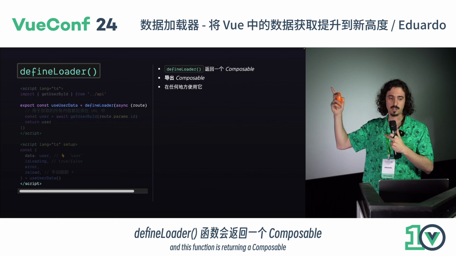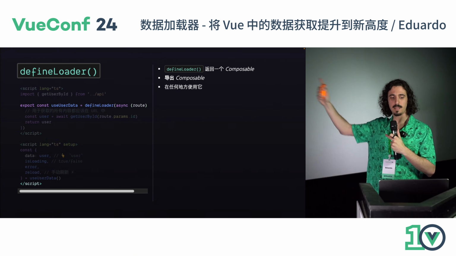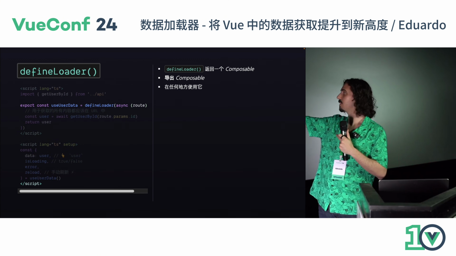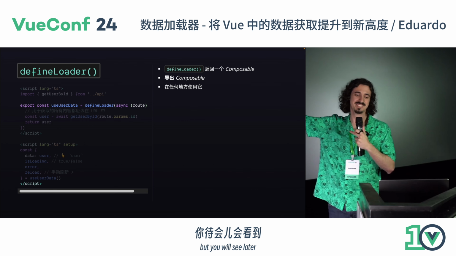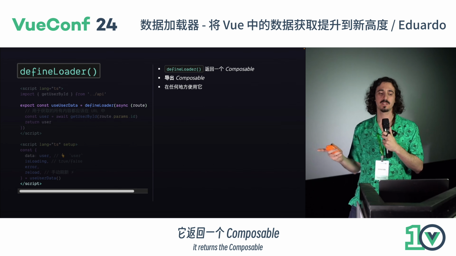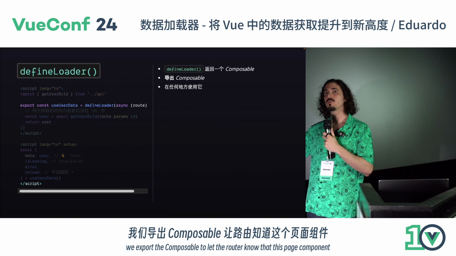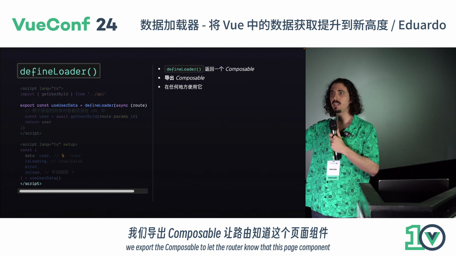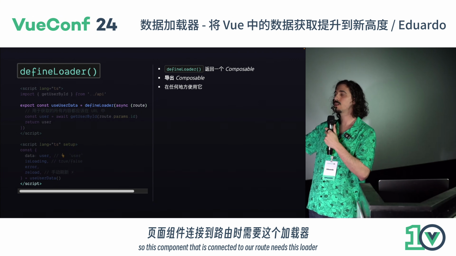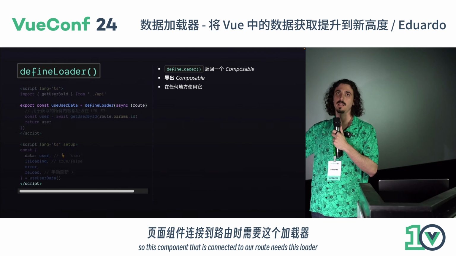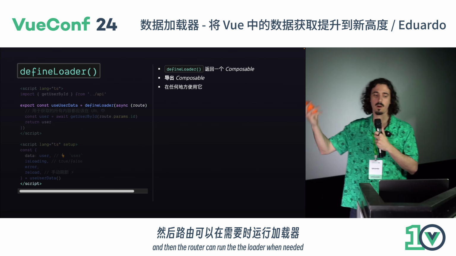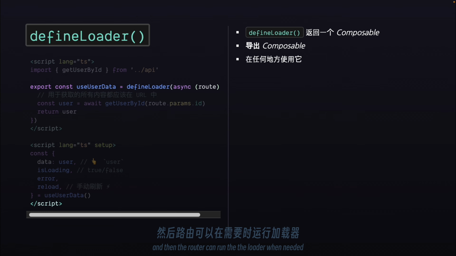And this function is returning a composable. Again, my highlight is wrong, but you will see later. It returns a composable, so it starts with use something. We export the composable to let the router know that this page component, so this component that is connected to a route, needs this loader. And then the router can run the loader when needed. And also, because we export it, we can use it anywhere. And that's going to be very, very nice.